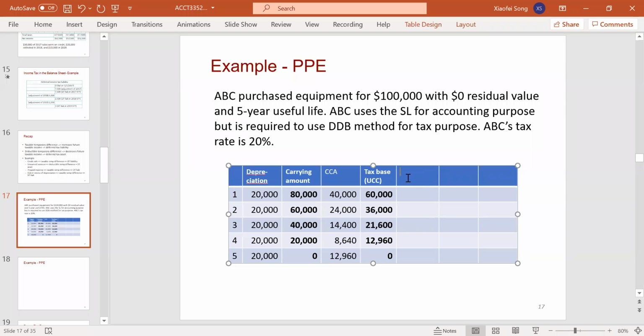So this is a future taxable difference. It's all temporary difference, so I'm just going to say this is a taxable difference. Okay, so the taxable difference is 20,000.